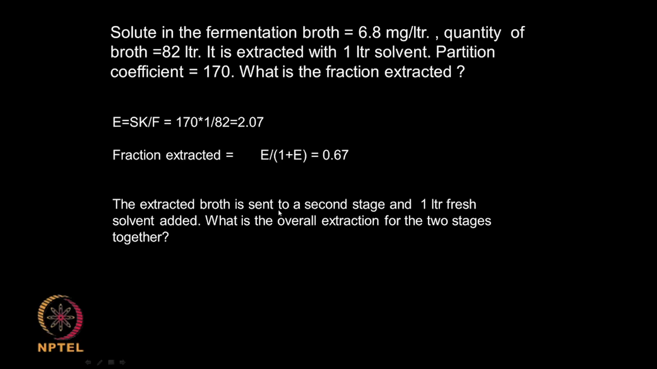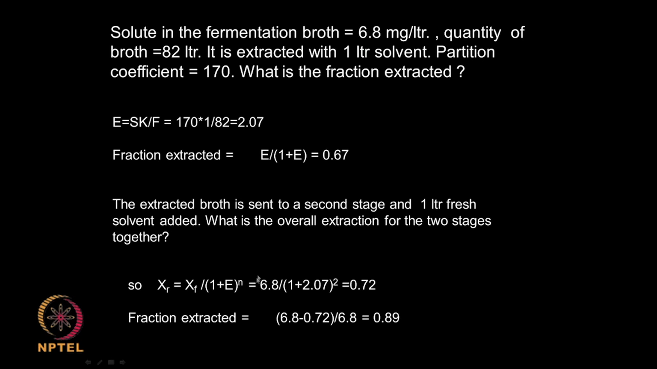If you remember, XR is equal to XF divided by 1 plus E^n. Here n is 2, so I can use that formula. XR is equal to XF divided by 1 plus E^2. I know the E, I know XF is 6.8. So, my XR becomes 0.72. Fraction extracted is (6.8 minus 0.72) divided by 6.8. So, it becomes 0.89, 89%.